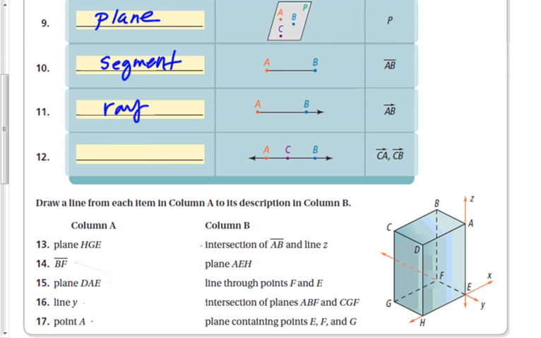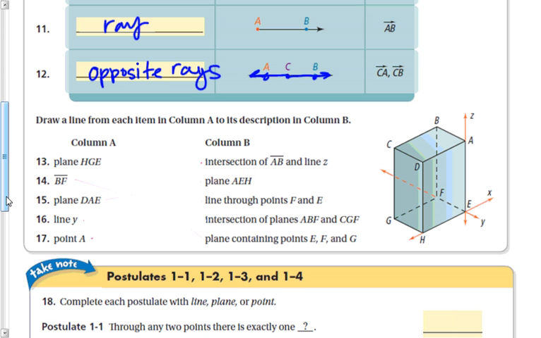Notice that C is the end point of two different rays, ray CA and ray CB, and they form a line. When that happens, those are called opposite rays. So notice that definition there. They need to share a common endpoint and create a line to be known as opposite rays. All right. Go ahead and try this. See if you can get it right, and you can check back with your answers.